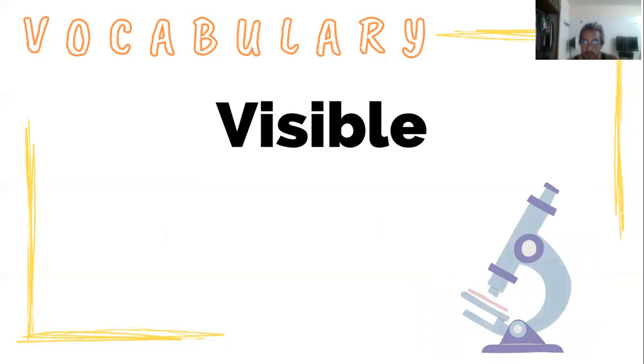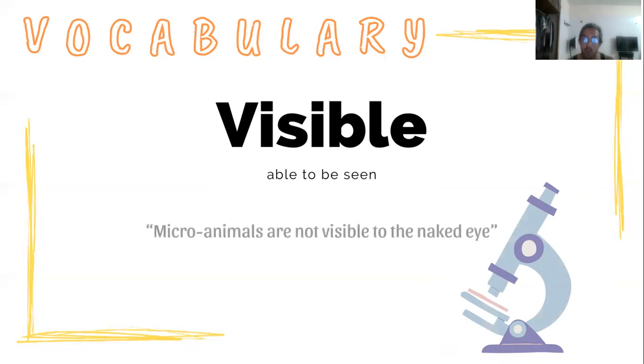And visible. This means obvious to the eye. If you're describing something as visible, you're saying that you can see it with your eyes. So micro animals are not visible to the naked eye.